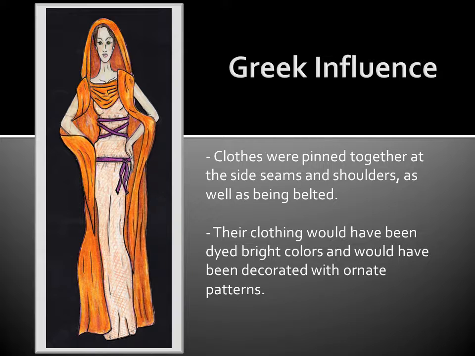We will now move on to the Greek influence for the costumes featured in this presentation. The fabrics that the Greeks wore were sometimes spun in their homes or made from imported linen fabric. The outfits usually were a square or rectangular piece of folded fabric that was formed around the body with pins, either at the side seams or shoulders. Also, it was very common to be belted. The clothing would have been dyed bright colors and decorated with fun patterns. As you can see in this costume, she has a very colorfully dyed outer garment and is also wearing a colorfully dyed belt.